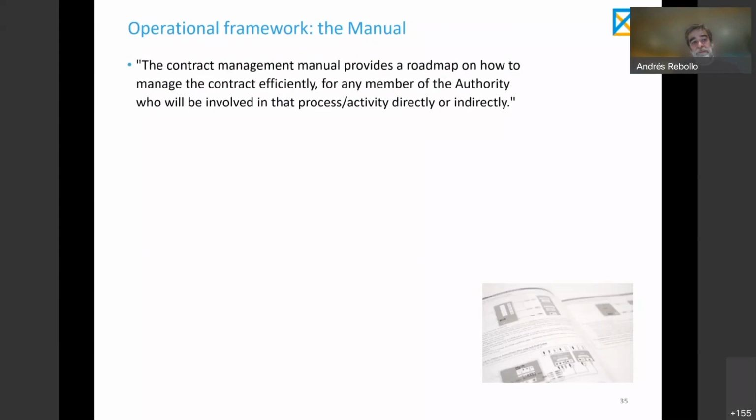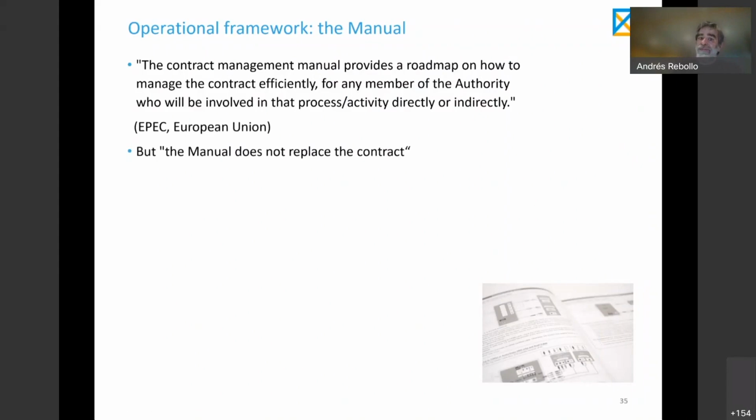The manual. Besides the contract, we need a manual. The contract management manual provides a roadmap on how to manage the contract for any member of the authority. Okay?